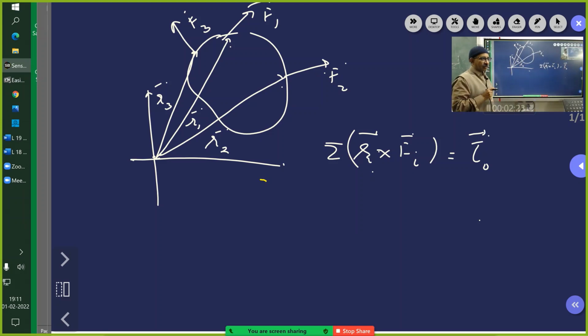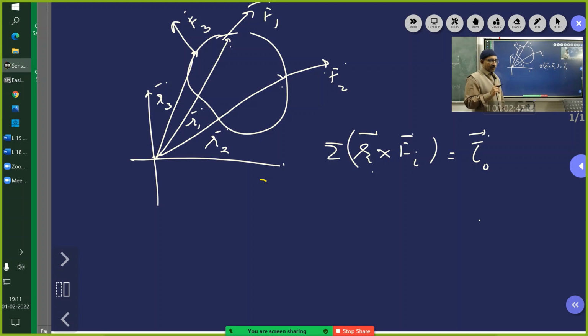Yes. Yes, sir. So that's it. Torque at a point means torque from the reference point. Got it? Torque about the reference point, that is important. So you can take a reference point and calculate all this.